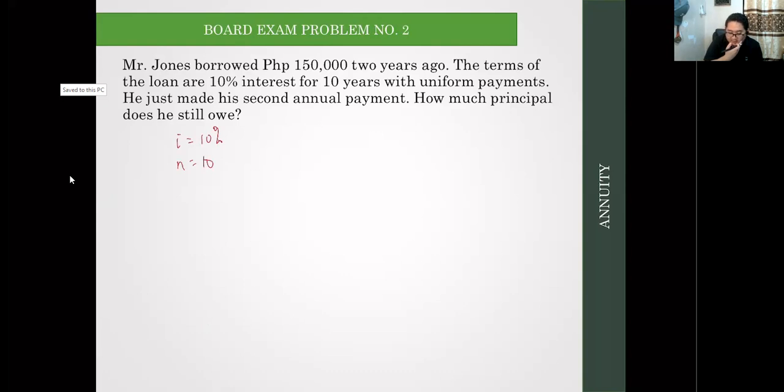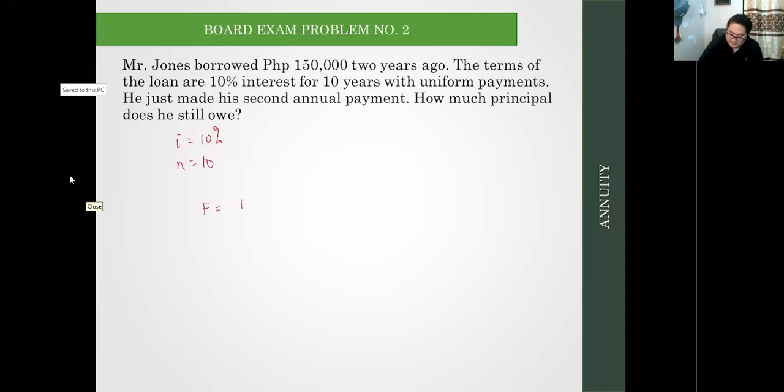So nakapagbayad na siya ng dalawa. Okay? So magkano yung present value ngayon nung annual payment niya na dalawa? Ibig sabihin, para makuha natin yung balance pa niya, sabihin natin yung future payment niya, so magkano ba yung magiging future amount niya after 10 years? Ito dapat yung utang na bayaran niya, no?